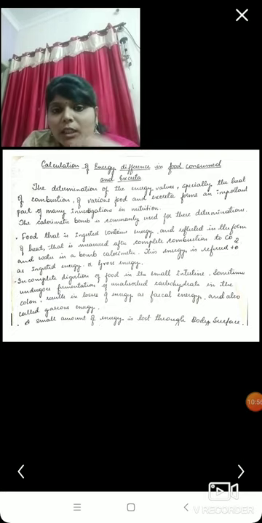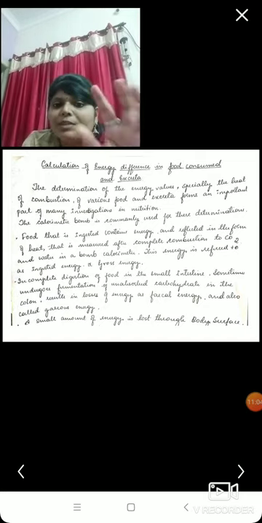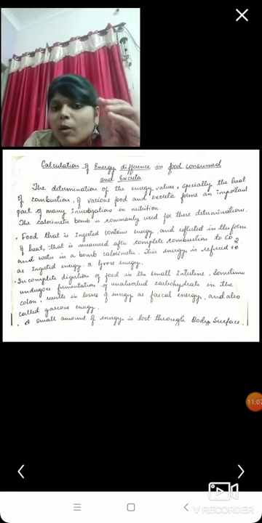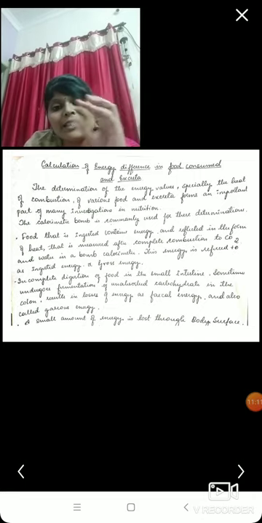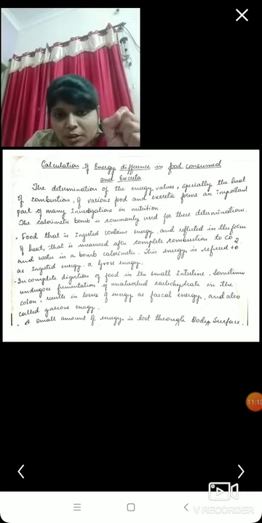Food that is ingested contains energy, reflected in the form of heat, that is measured after complete combustion to carbon dioxide and water in a bomb calorimeter. This energy is referred to as the ingested energy or the gross energy.